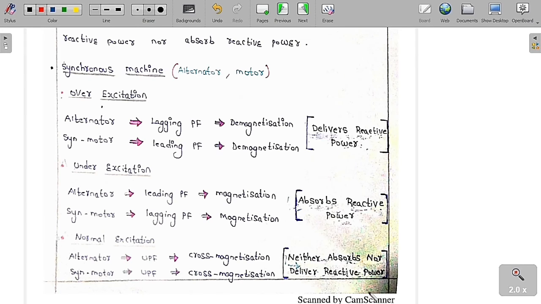So finally I can say that for a given excitation, only the power factors of the synchronous motor and generator change, but everything else is the same. The concept of magnetization, the concept of reactive power, everything is the same. Only the power factors get altered, but the concepts are the same. This is a point that you always need to keep in mind.